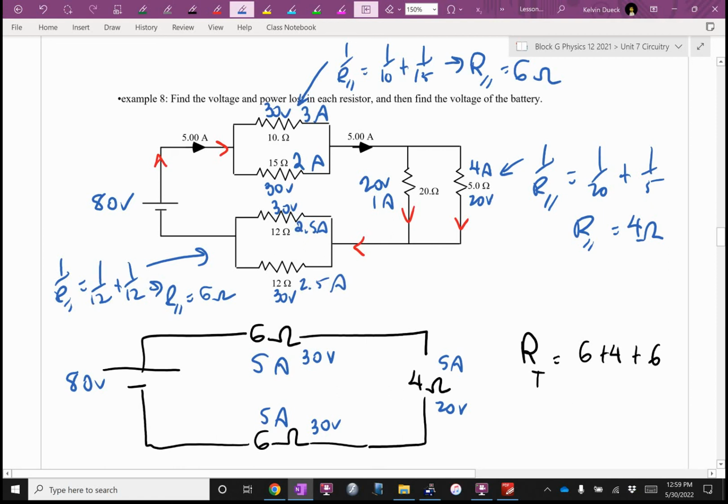Could you find the power loss in each resistor by going V times R? Sorry, V times I. Is that correct? You could. It's getting too cluttered, so scribble out power lost in the instructions because it's just getting too cluttered.